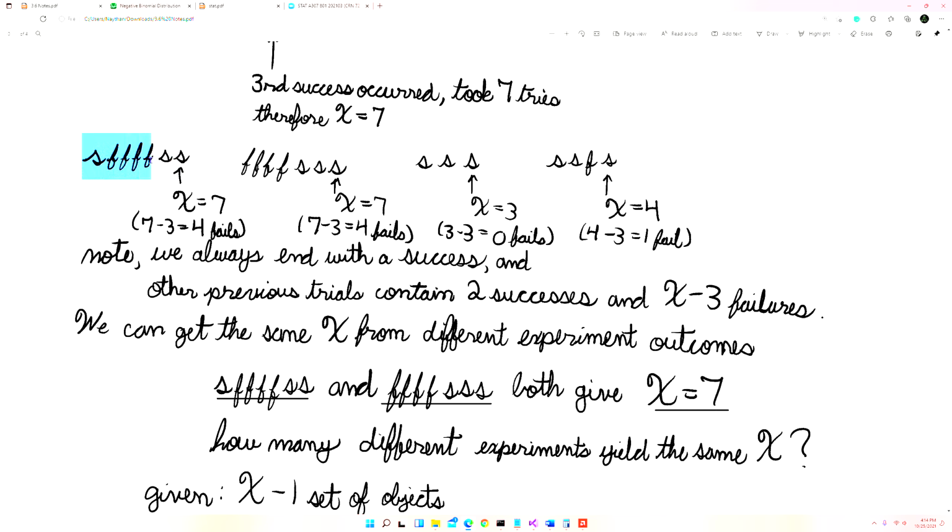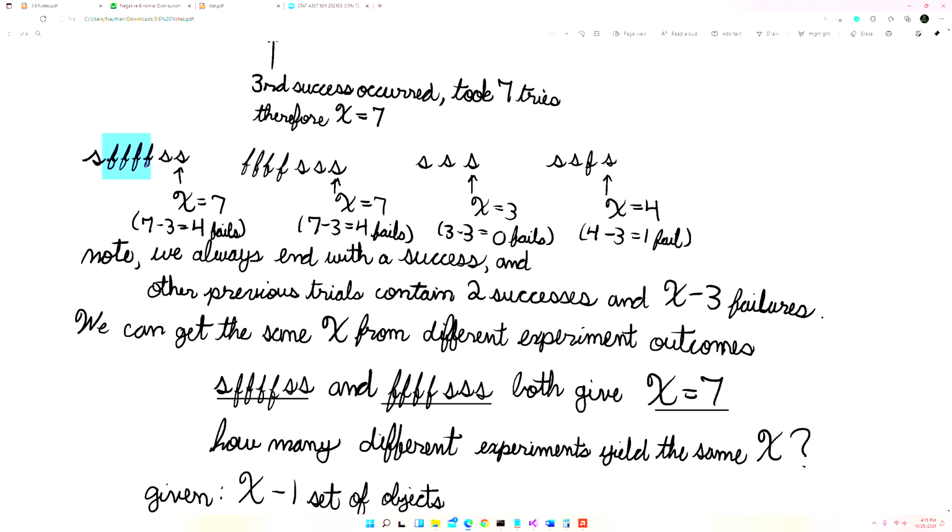Therefore, for everything else, there's going to be x minus 3 failures. So let's take this over here. Not always x minus 3. This is actually x minus r. But for this example, r equals 3, so x minus 3 failures. We have 1, 2, 3, 4 failures. 7 minus 3 is obviously 4.